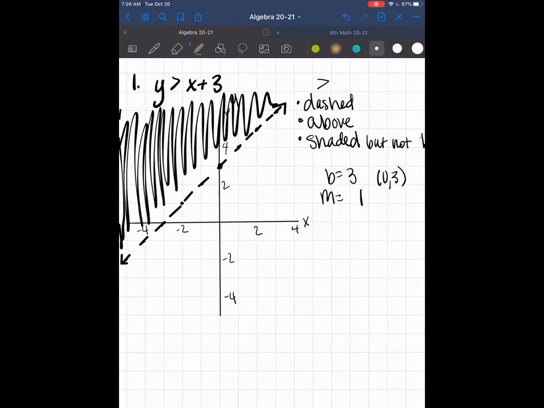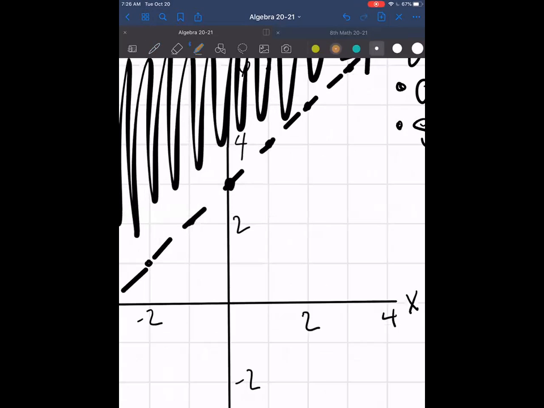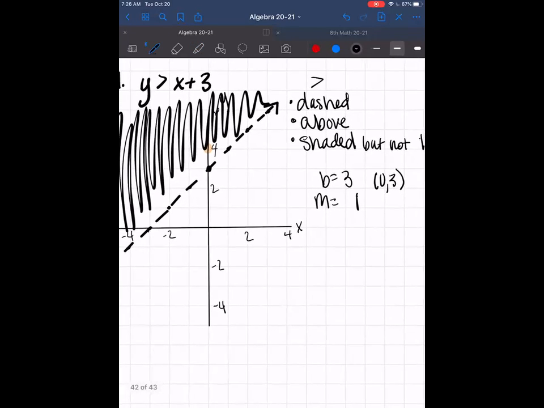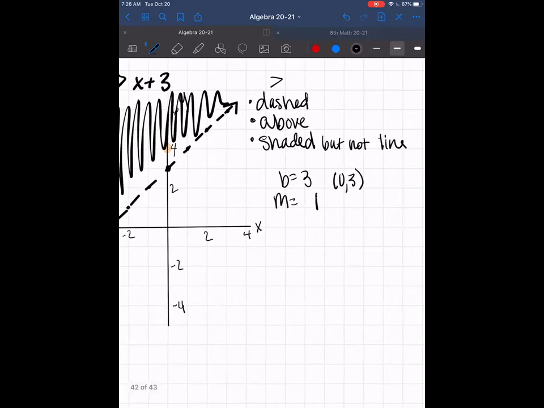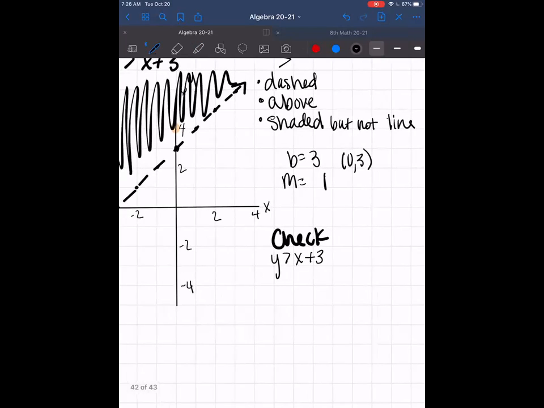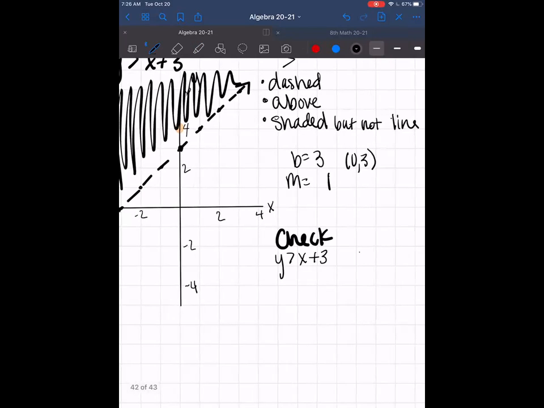So if I took the point 0, 4, I like to make easy points. So we're going to check our work here. Check. So we have the inequality y is greater than x plus 3. So to check my solution set, I'm going to use the point 0, 4.